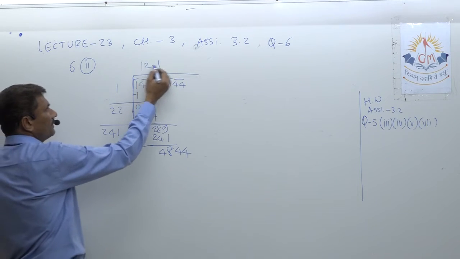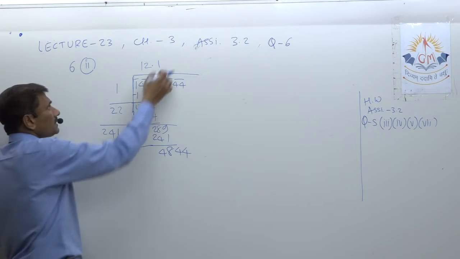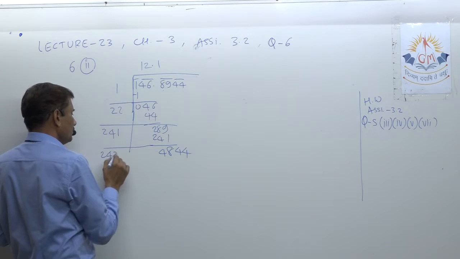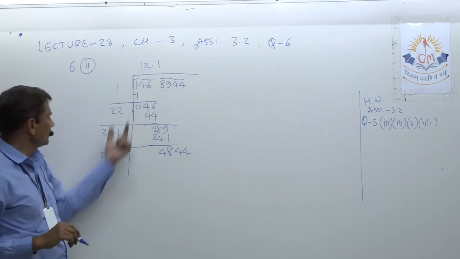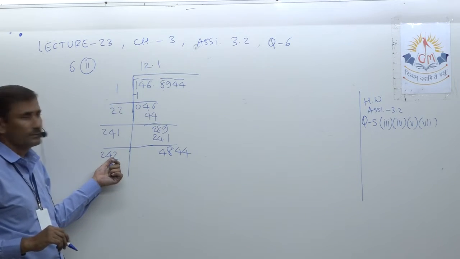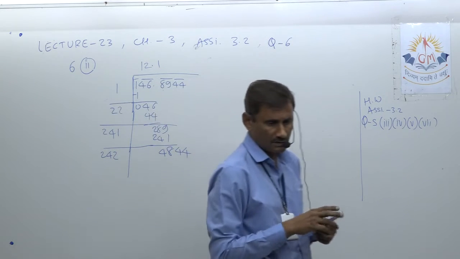Okay, now 121, so make it double. Don't consider the point for putting here. So it is 242. Whatever is written here, make it double. Here don't take the point. Just write the digits only, not the point.